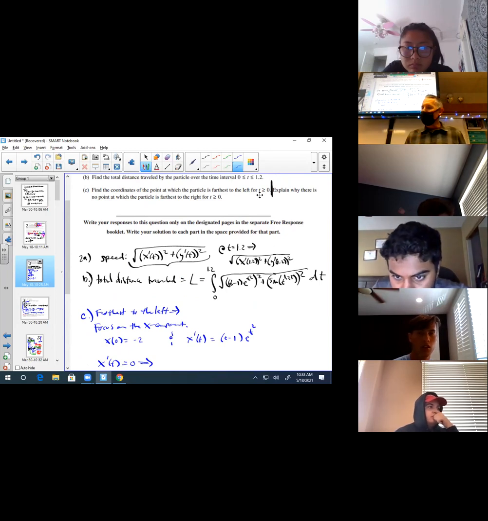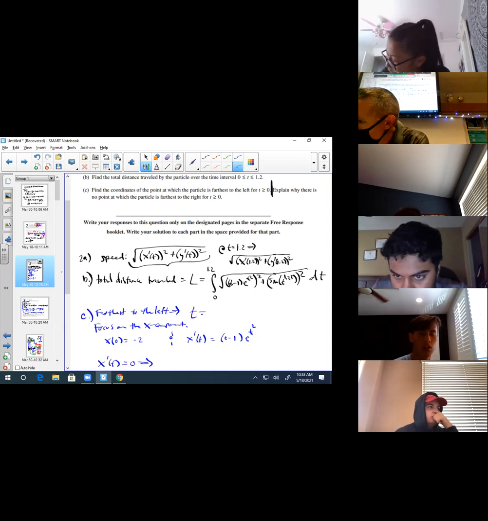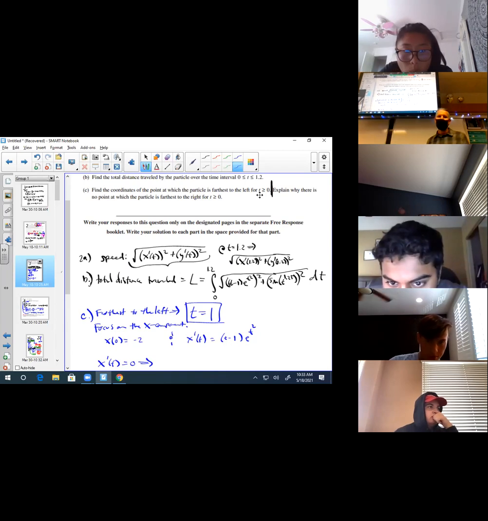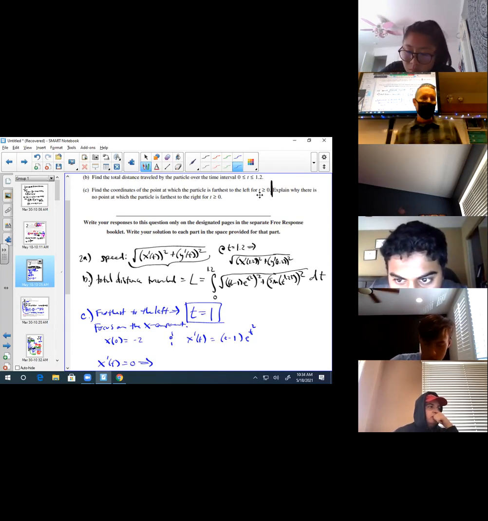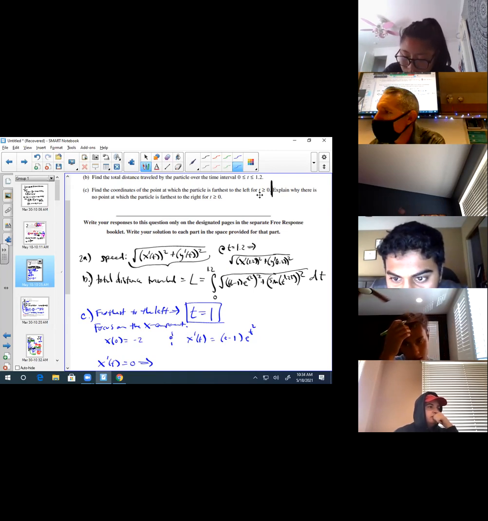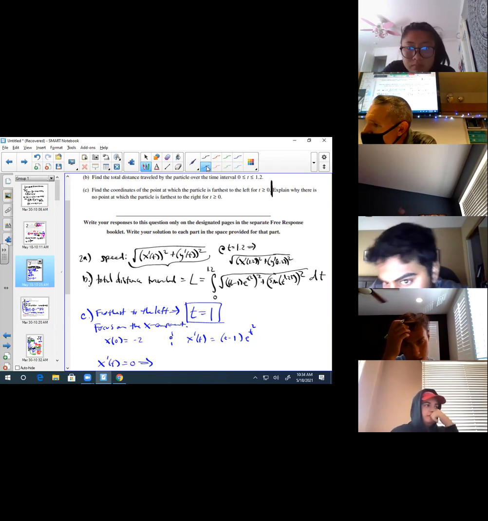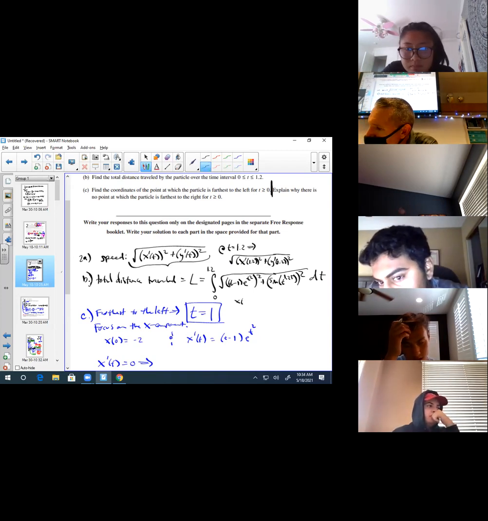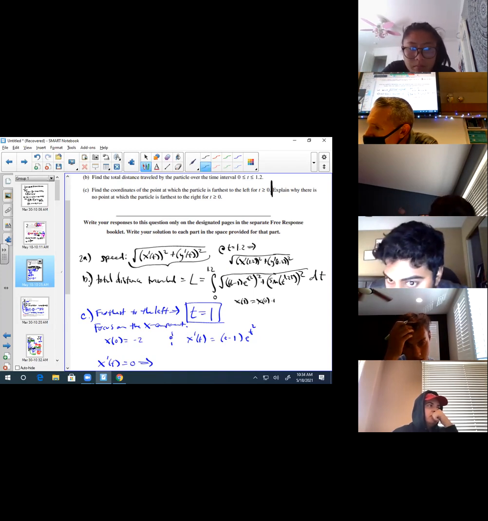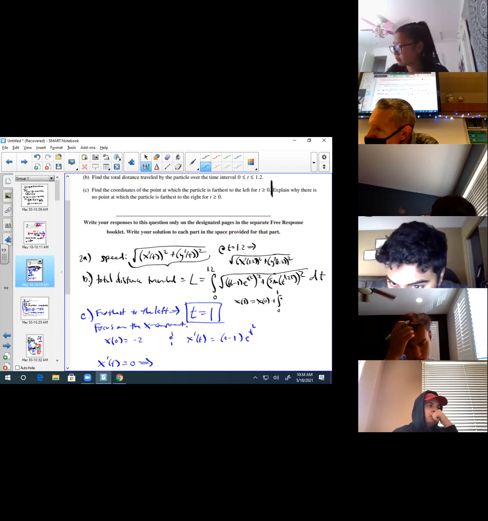So now what I found is the particle is furthest to the left at t equals 1. What's the x value there? How could I figure that out? Well, what I would say is x of 1 equals x of 0 plus the integral from 0 to 1 of x prime of t dt.